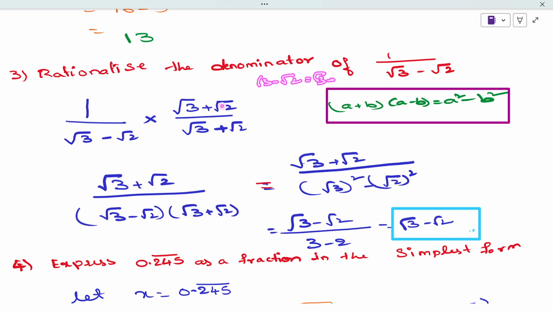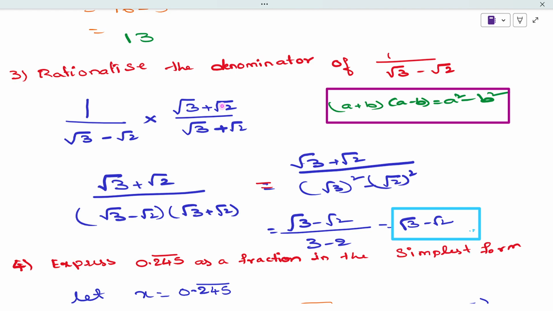The rationalizing factor is root 3 plus root 2. So we have to multiply and divide with root 3 plus root 2. The numerator is multiplied by root 3 plus root 2 and the denominator is also multiplied by root 3 plus root 2. So 1 into root 3 plus root 2, we are getting root 3 plus root 2. And the denominator, we write as it is, root 3 minus root 2 into root 3 plus root 2.